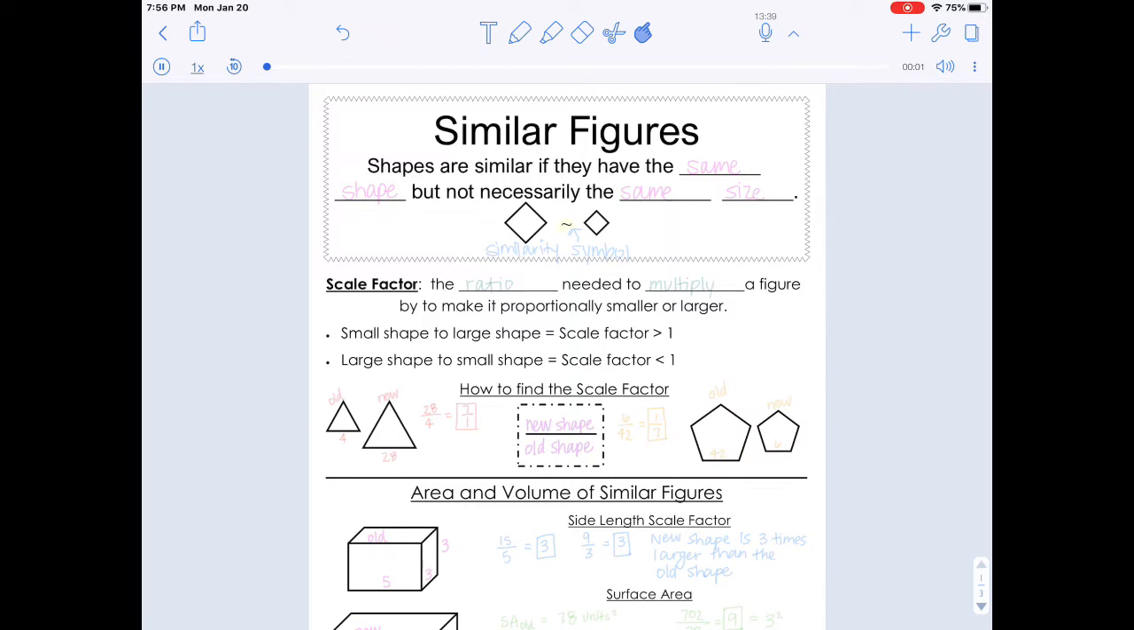Today we're going to be discussing similar figures. Shapes are similar if they have the same shape, but not necessarily the same size. As you'll see, these two quadrilaterals are similar to each other. One's just obviously bigger. And this right here is our similarity symbol.